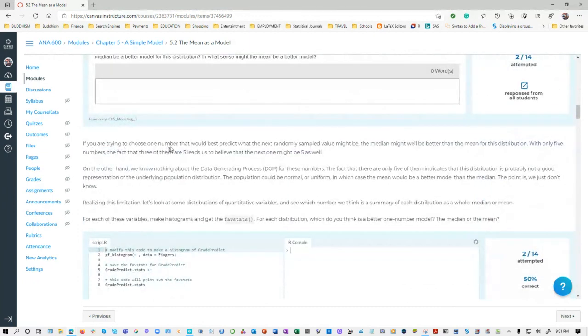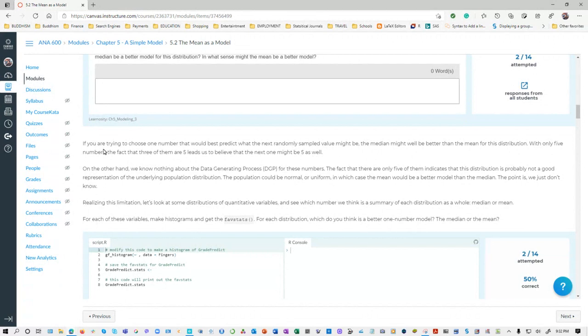Now see, if you are trying to choose the one number that would best predict what the next random sample value might be, the median might be better than the mean for this distribution. With only 5 numbers, the fact that 3 of them are 5 leads us to believe that the next one might be 5 as well.